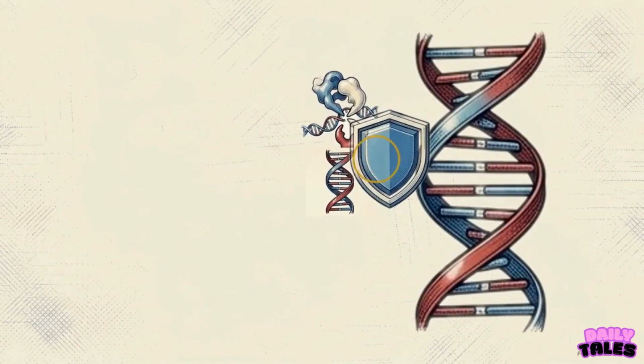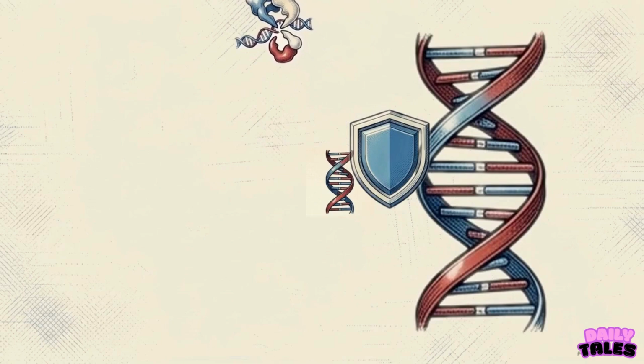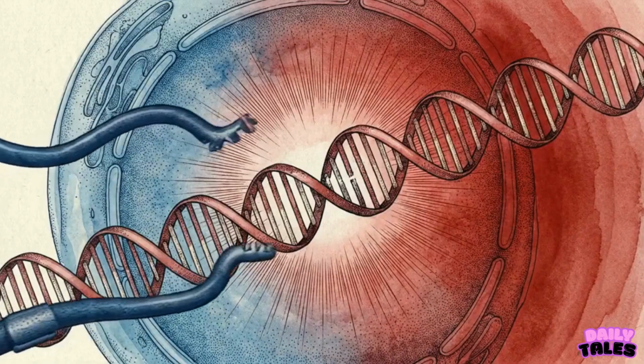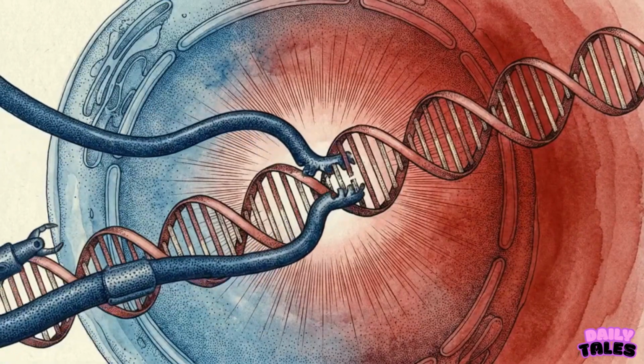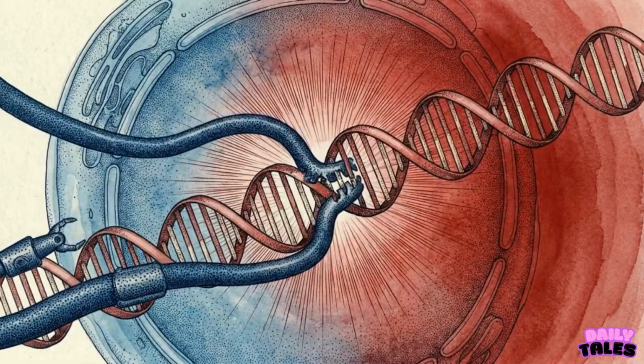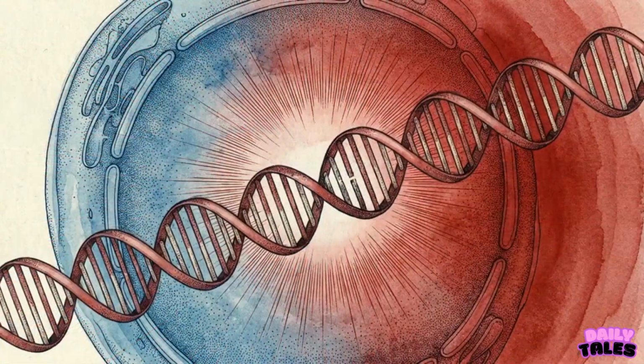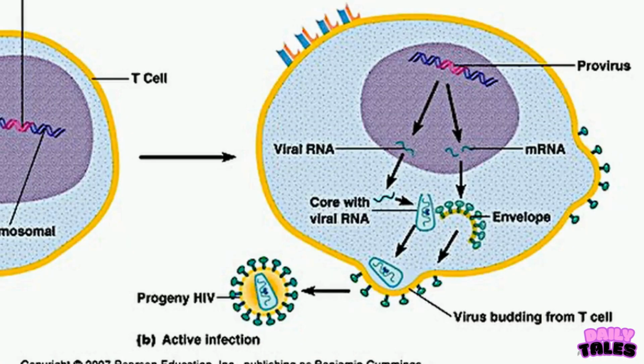To prevent this, integrase inhibitors are used to block the enzyme, ensuring the viral DNA cannot merge with the host chromosome. Successful integration crosses a cellular point of no return. The host cell's genetic code is permanently compromised, fully reprogrammed to serve as a viral factory. This diagram illustrates an active infection.